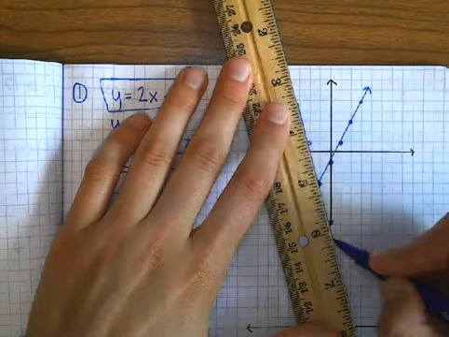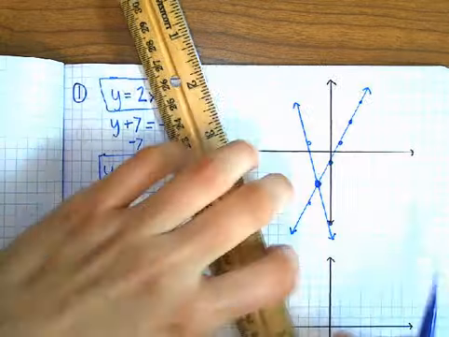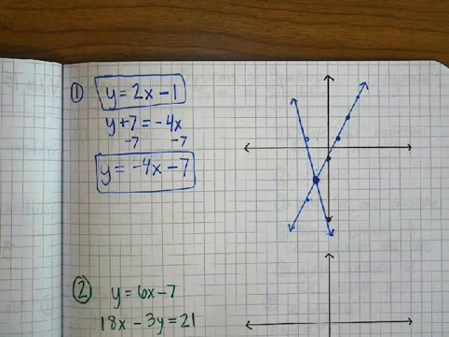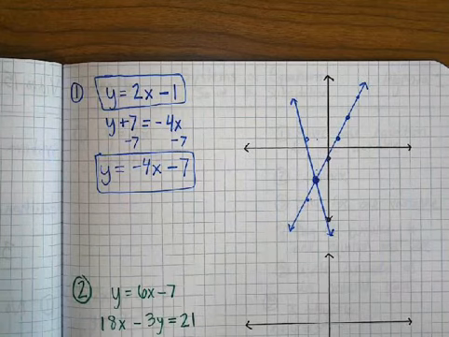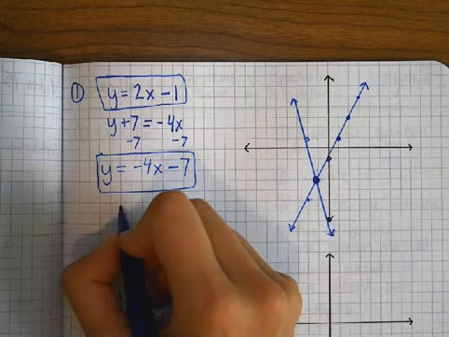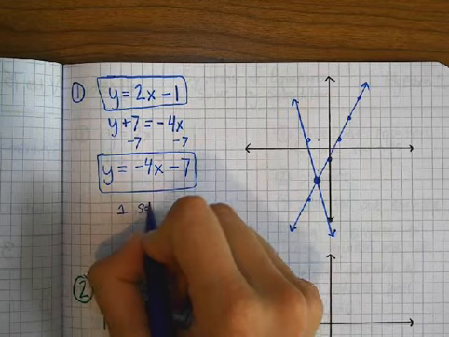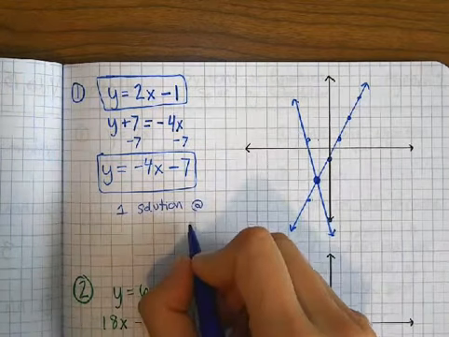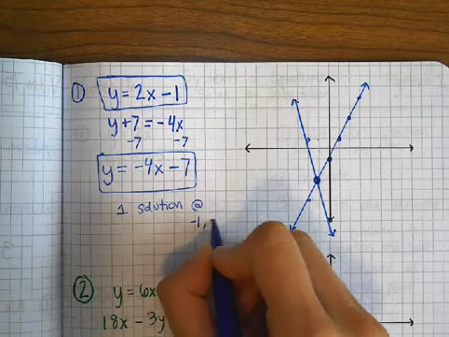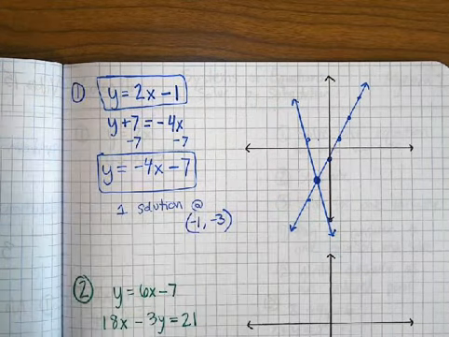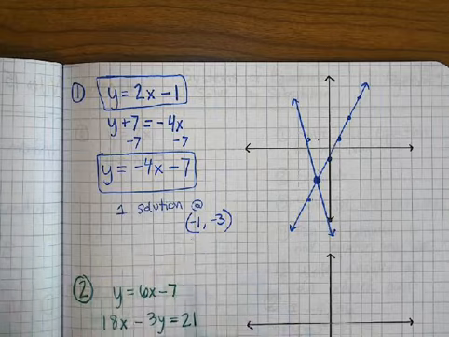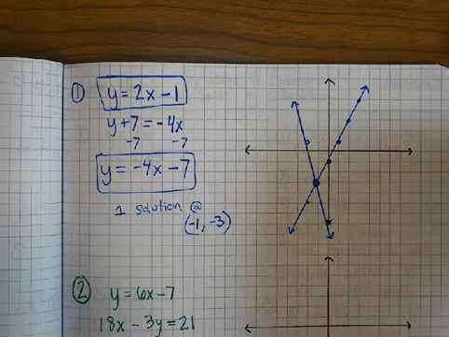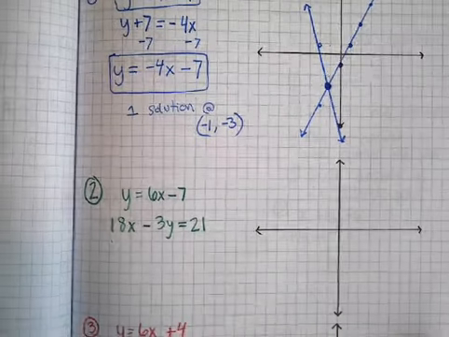So we draw our line connecting those, and we're not actually done. What we want to do is tell where our solution is. So we know we have one solution, and that is going to be at negative 1, negative 3. So always make sure you say where your solution is. All right, moving on to our next example.